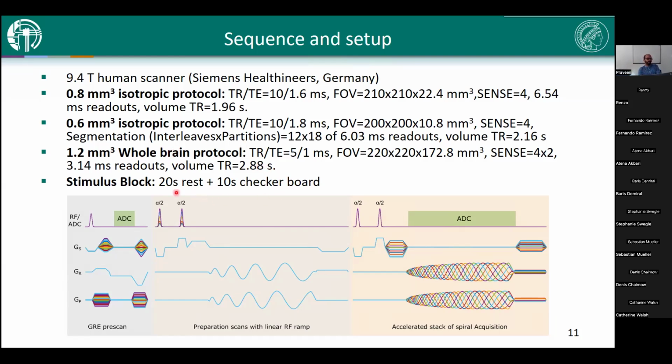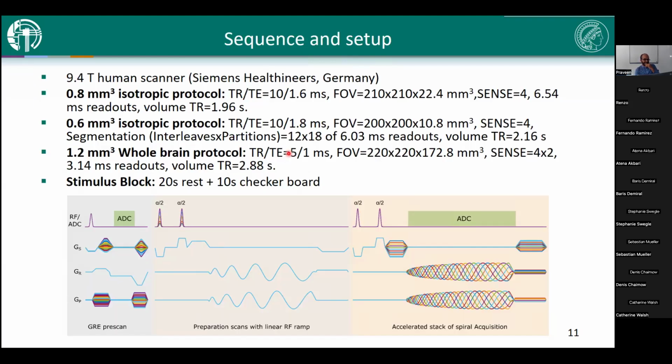So we applied a standard full field visual checkerboard pattern with 20 seconds rest and 10 seconds stimulus. I think all of them are roughly 6 minutes of acquisition time. So all protocols just run 6 minutes, and it's a single run, just to see what is the functional sensitivity and stability of the acquisition.